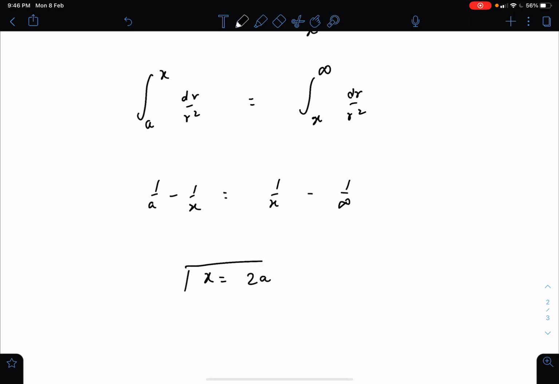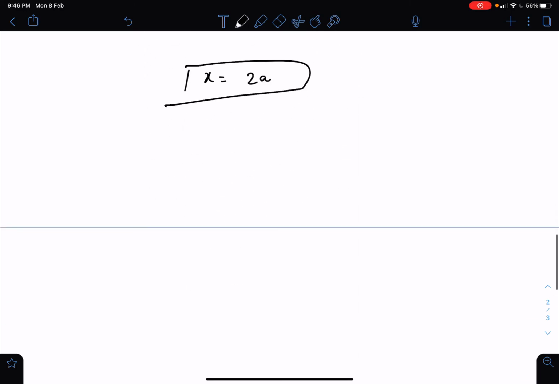Which means whatever is the energy contained from a to 2a is also the energy contained from 2a to infinity. From 0 to a, the energy contained is 0, because energy is contained wherever there is an electric field, and inside the metallic sphere the electric field is 0.